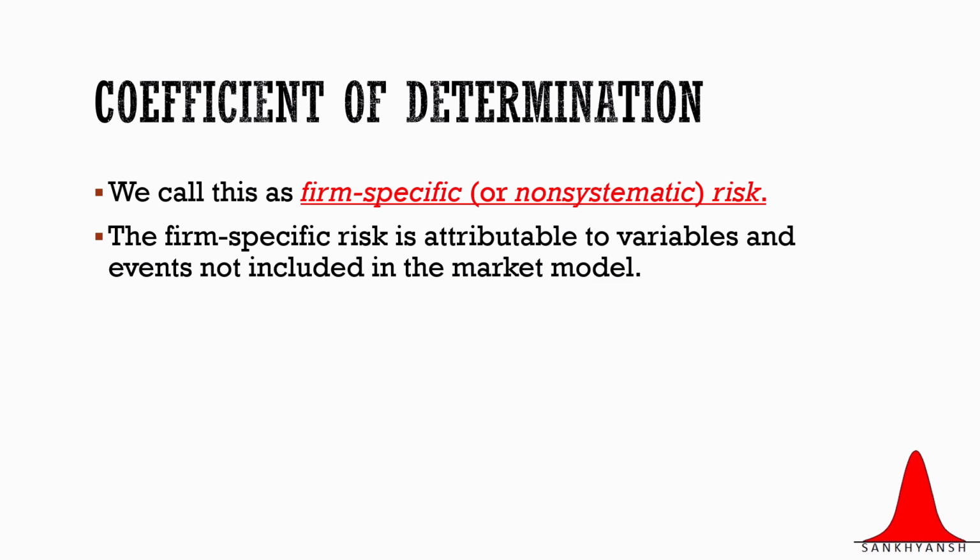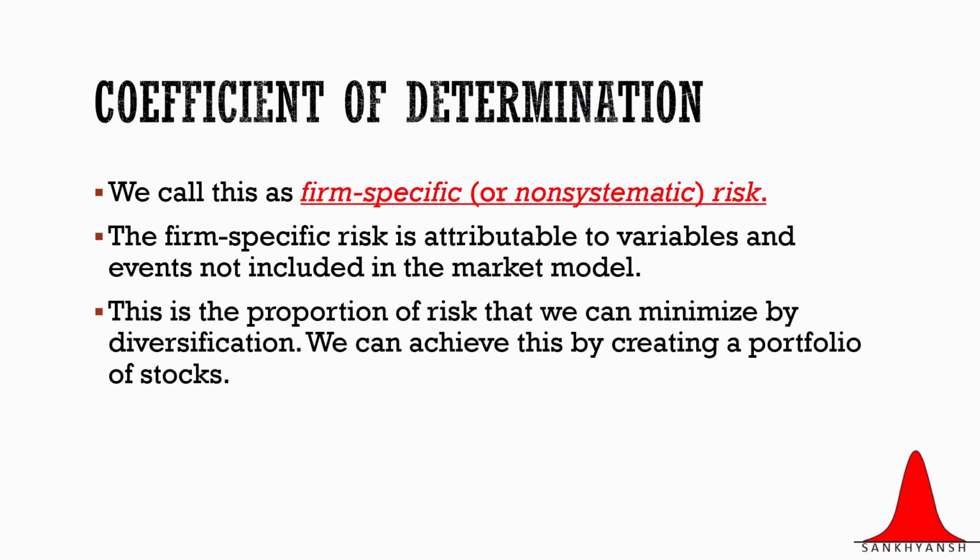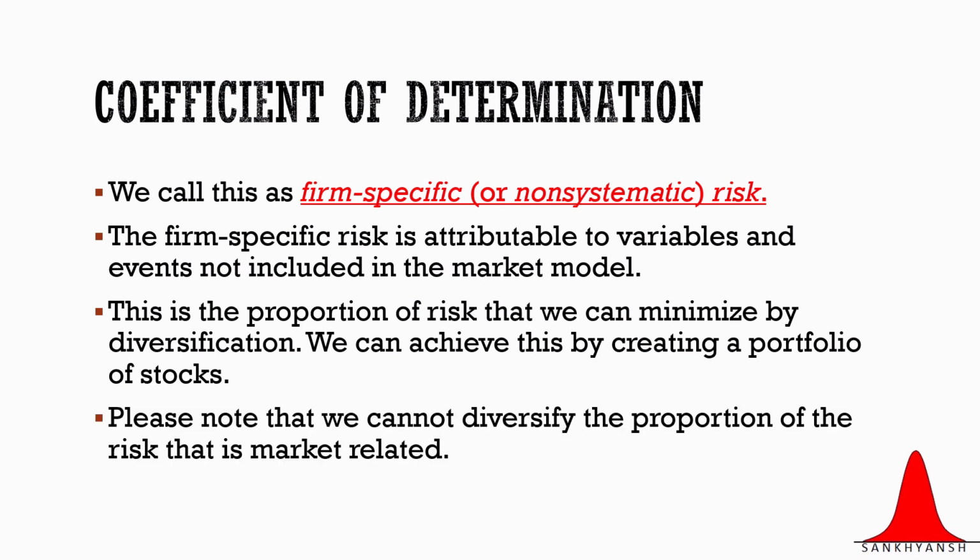Why we call it firm specific risk? Because it is attributable to variables and events not included in the market model. It is attributed to the actions of the firm or the strategies of the firm due to which the risk is created. So this is the proportion of risk that we could minimize by diversification. And how we can do that? You can achieve this by creating a portfolio of different stocks, of different companies. Please note that we cannot diversify the proportion of the risk that is market related. We can diversify the proportion of risk that is firm specific risk, that is non-systematic risk.